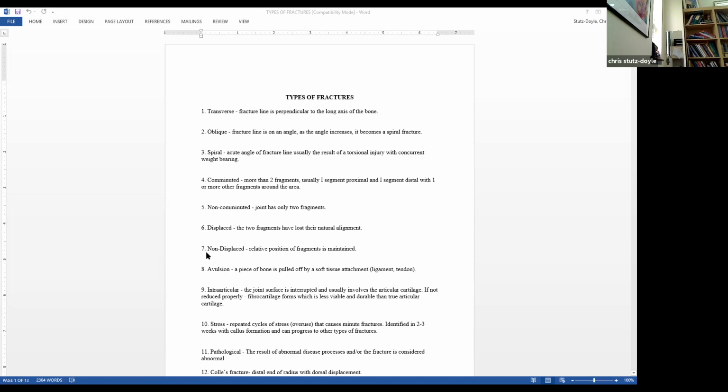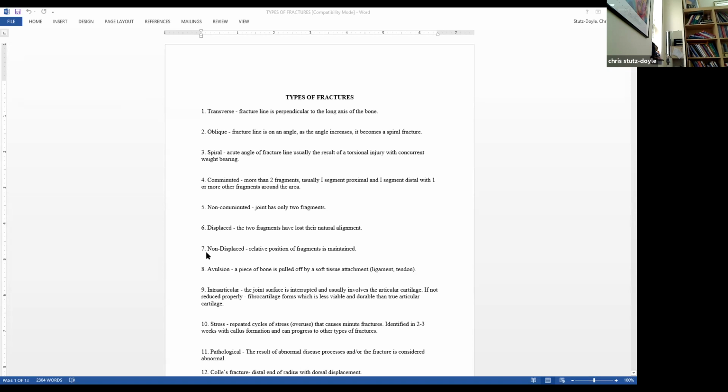A transverse fracture is a fracture that is perpendicular through the long axis of the bone. So it's transverse, 90 degrees. An oblique fracture is at an angle, like it says, oblique. And as the angle increases, it becomes a spiral fracture. Spiral fractures are usually a result of something torsional, and it can be with weight bearing, without weight bearing, or with a longitudinal pull.